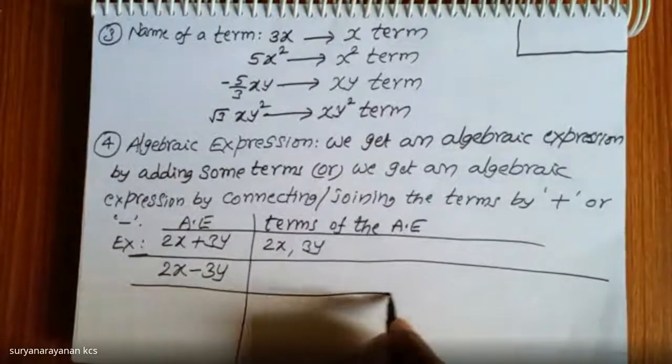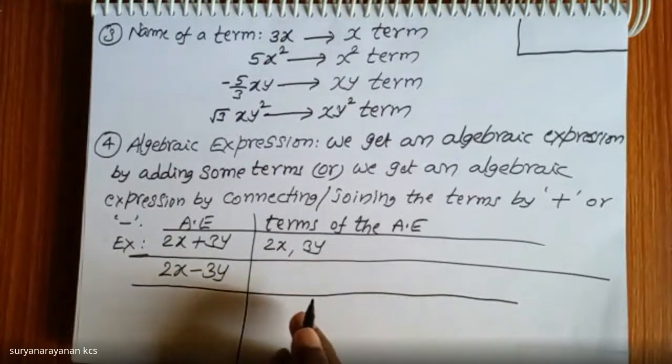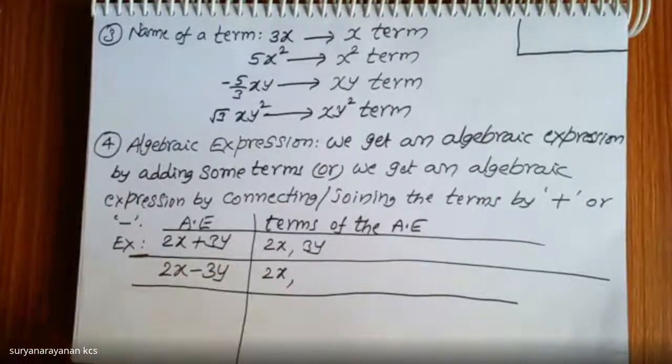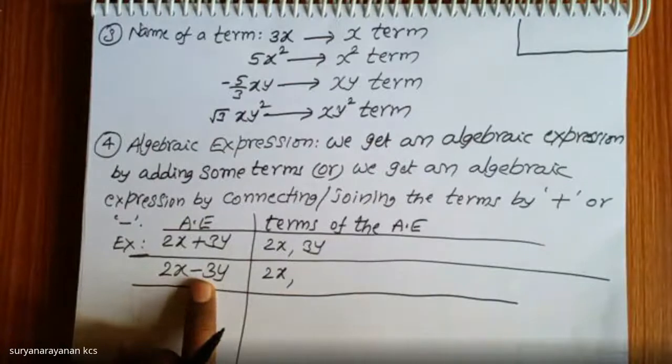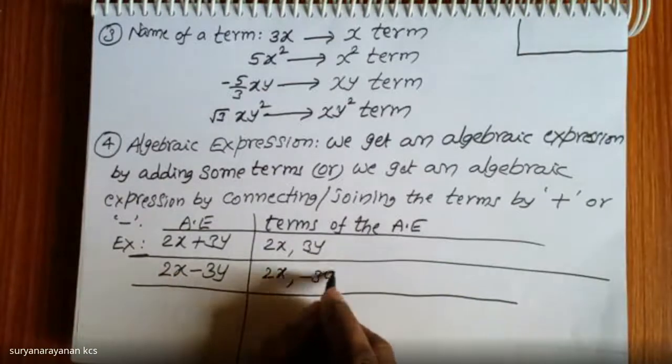Then tell me what are the terms in this expression? What is the first term? 2x. What is the second term? Sir, 3y. Not 3y, minus 3y. Give importance to the minus also. Don't ignore the minus sign. Minus 3y is the second term.